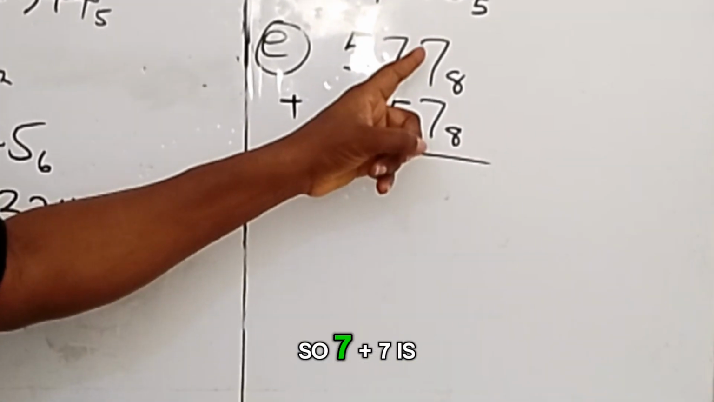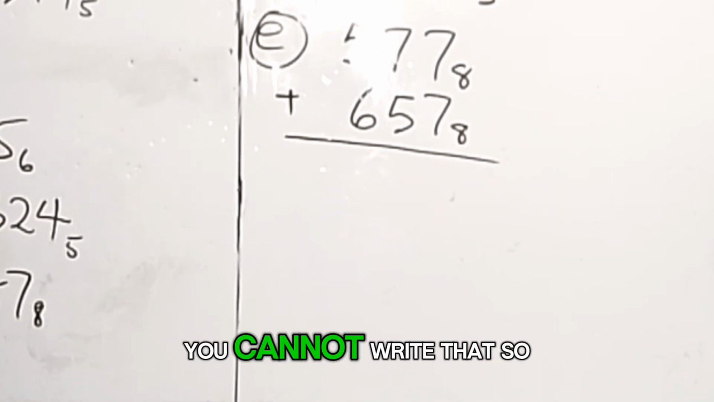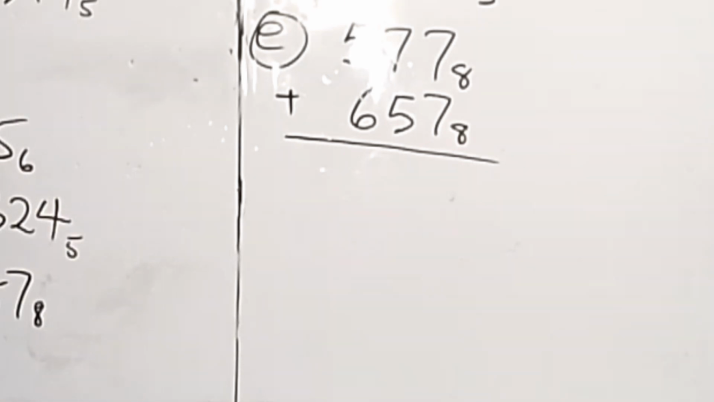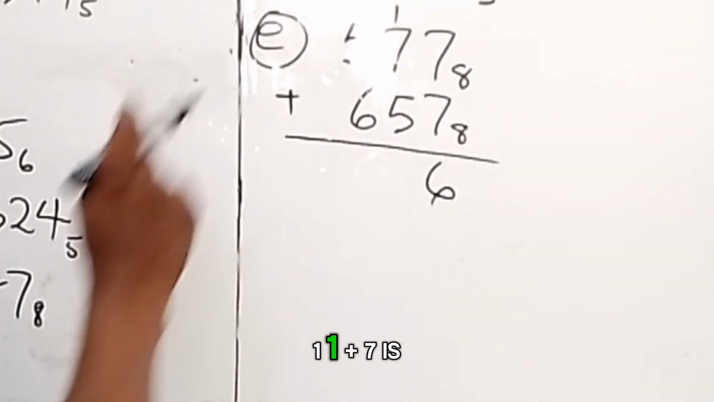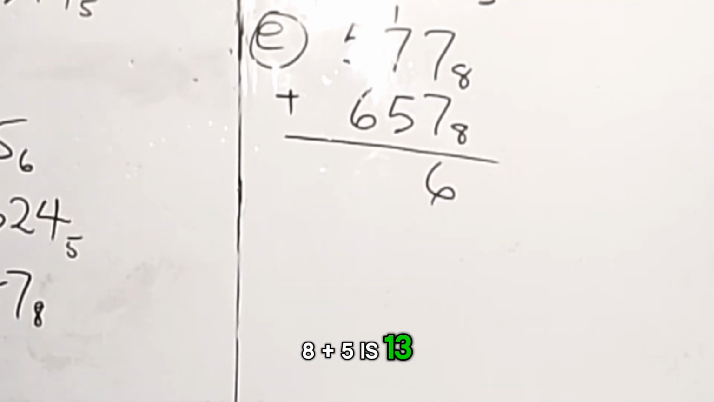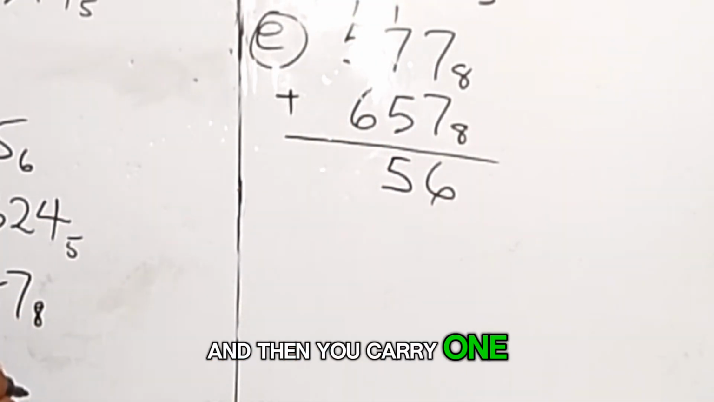So 7 plus 7 is 14. 14 in base 8, you cannot write that. So you will say 14 minus 8, which is what? A 6. Carry 1. 1 plus 7 is 8. 8 plus 5 is 13. 13 minus 8 again, that will be what? 5. So you have a 5 and then you carry 1.